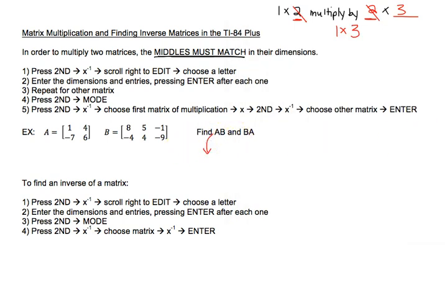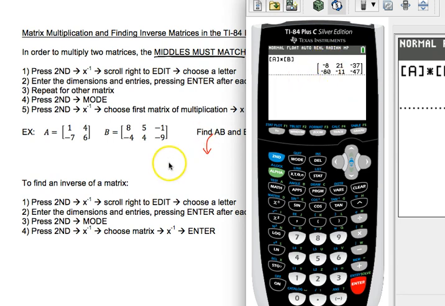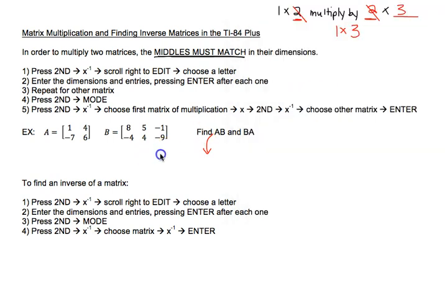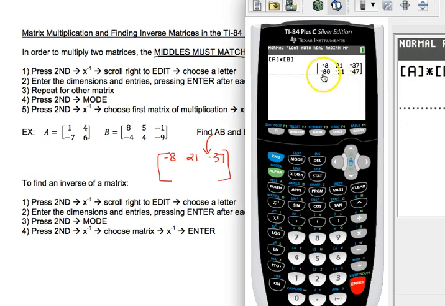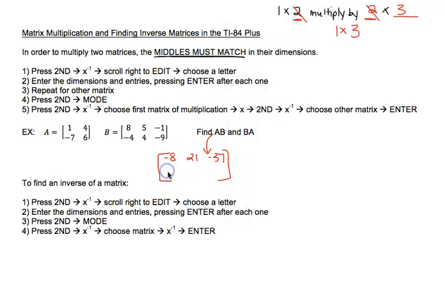So now we can record our answer there. Going straight across, I've got -8, 21, -37, and then -80, -11, -47. And that is our product. So we have now multiplied.